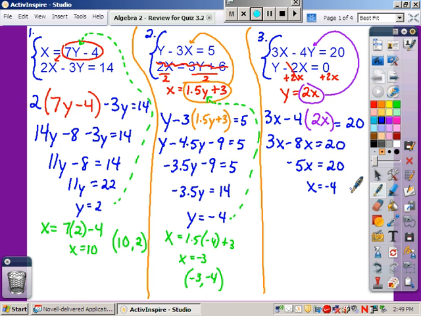Okay, this one I don't even think I have to write out for you. Here's x, negative 4. Up here, y is 2x. So 2 times negative 4, y is negative 8. Final answer, negative 4, comma, negative 8.